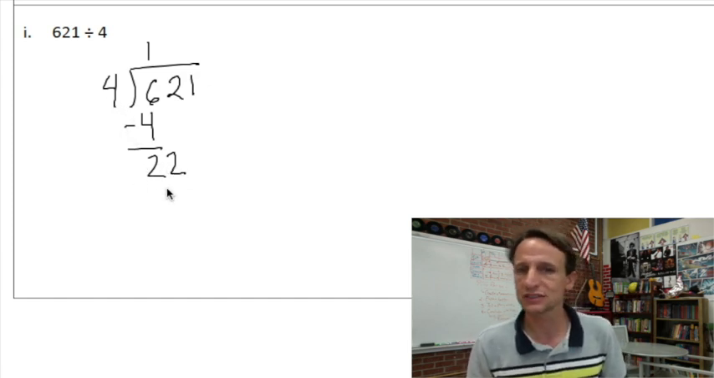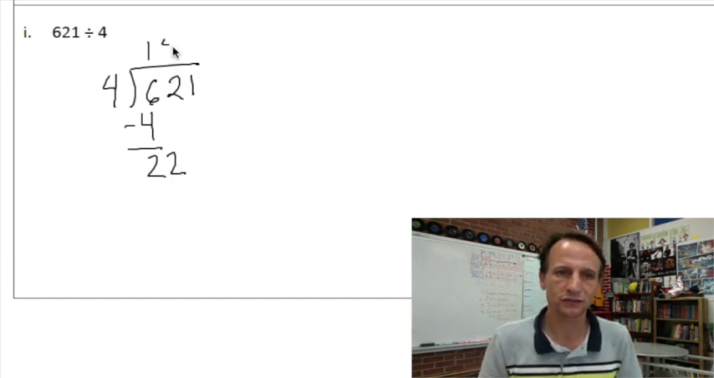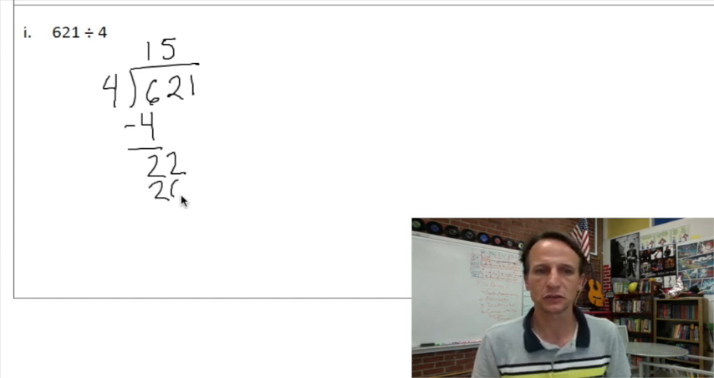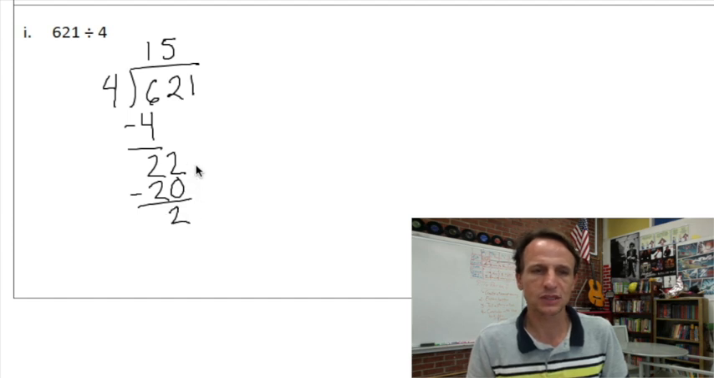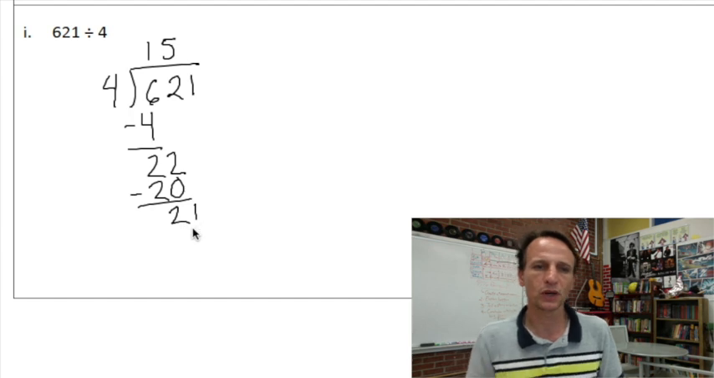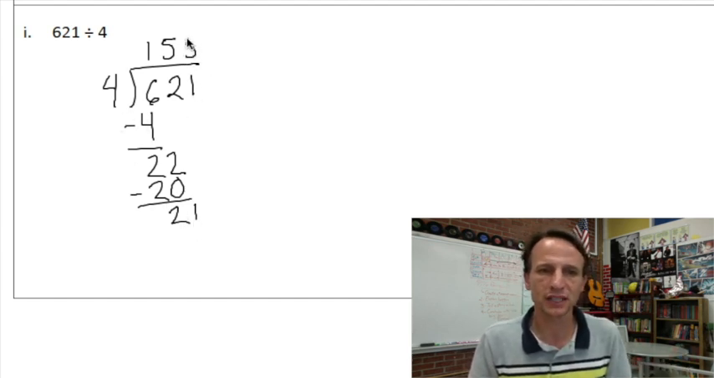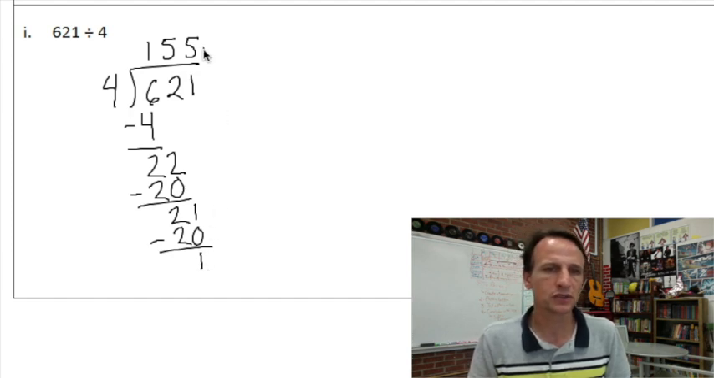How many 4s in 22? Yes, you know this one, that 5 times 4 is 20. That's as close as we can get. And we subtract and get 2. And now we can divide the ones place. So we are looking at 21 ones. And again, we know that 5 times 4 is 20, and that's as close as we can get. You subtract and are left with 1, which is our happy little remainder.